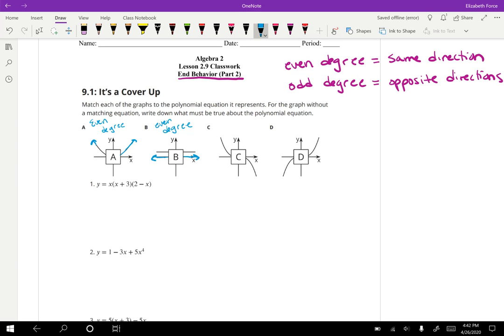When I look at C, over here on the left, you're going up, and on the right side, you're going down. So this has to be an odd degree. And on D, we got the same situation where they're going in opposite directions, but in this case, it's just kind of flipped from part C. So this is going to be an odd degree.